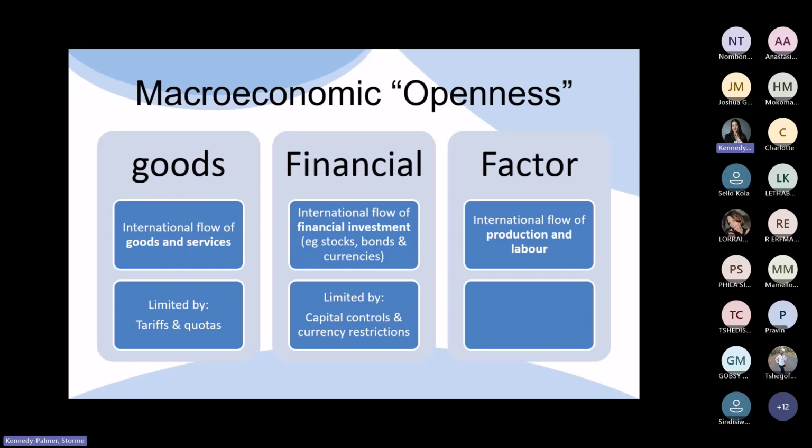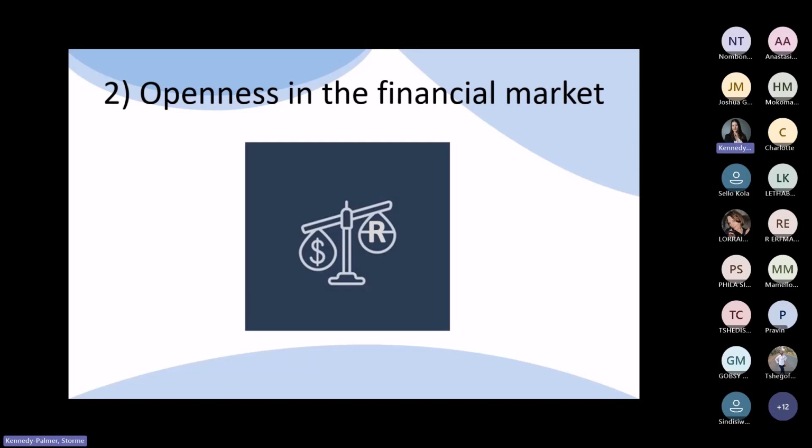Okay, so we've looked at openness in the goods market. Now we're going to look at openness in the financial market. Openness in the financial market refers to the ability of financial investors to not only choose between money and domestic financial assets, but also to include foreign financial assets in their portfolio and to speculate on movements in foreign interest rates versus domestic interest rates, as well as movements in the nominal exchange rates.